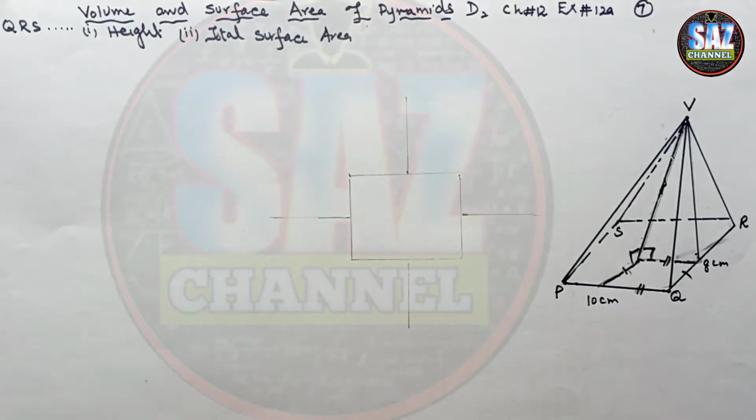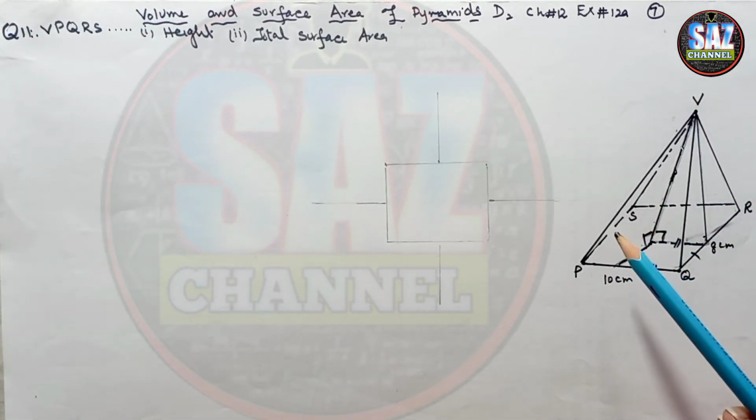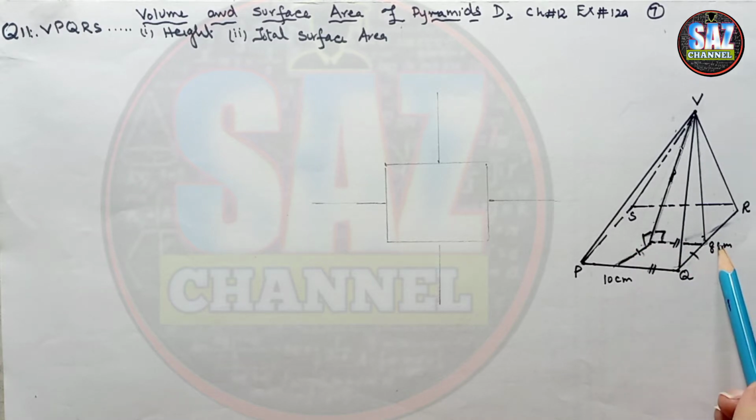In this lesson, I will be discussing question number 11. Let me read the question from the book, as the questions are long. Question says: VPQRS is a pyramid with a rectangular base of the side 10 by 8 centimeter.